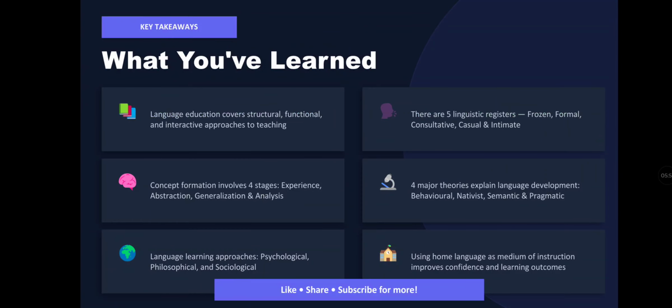So what we have learned today is that language education covers structural, functional and interactive approaches to teaching. There are 5 linguistic registers: frozen, formal, consultative, casual and intimate. Concept formation involves 4 stages: experience, abstraction, generalization, analysis. And 4 major theories explain language development: behavioral, nativist, semantic and pragmatic. Language learning approaches: psychological, philosophical and sociological. And using home language as the medium of instruction improves confidence and learning outcomes.